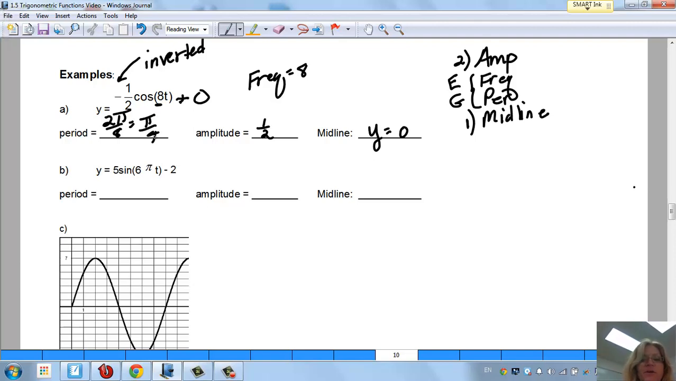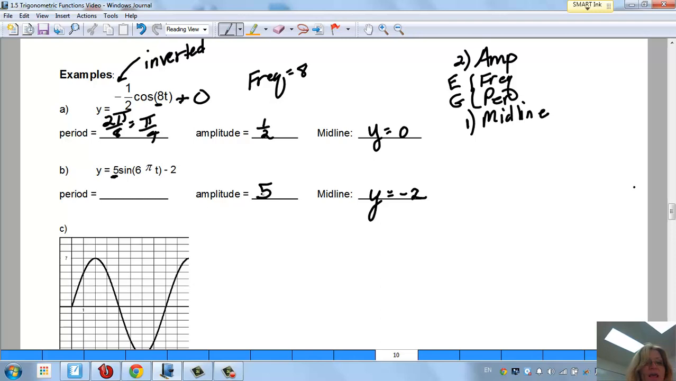First thing we do is midline. Am I adding or subtracting everything after? Oh, so this one actually has been dropped down to -2. So the midline is y equals -2. In front is my amplitude, and I see that's been stretched 5, because if you multiply by 5, it's been stretched, so your amplitude is 5, so it goes up high. Now it's from the -2, so it doesn't really go up to 5. It's going to go 5 higher than -2, so this would actually go up to 3.